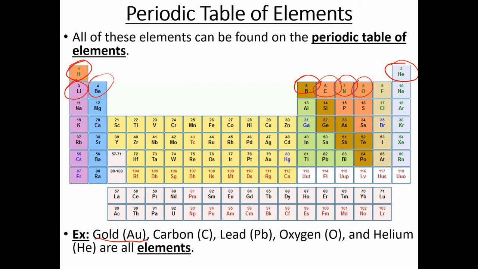There's 118 elements on the periodic table, but keep in mind that there's way more than 118 molecules and compounds that exist because these elements can be combined in different ways. Kind of like if I had 10 Lego pieces, I can make many, many types of structures and shapes because I can connect them in different ways.